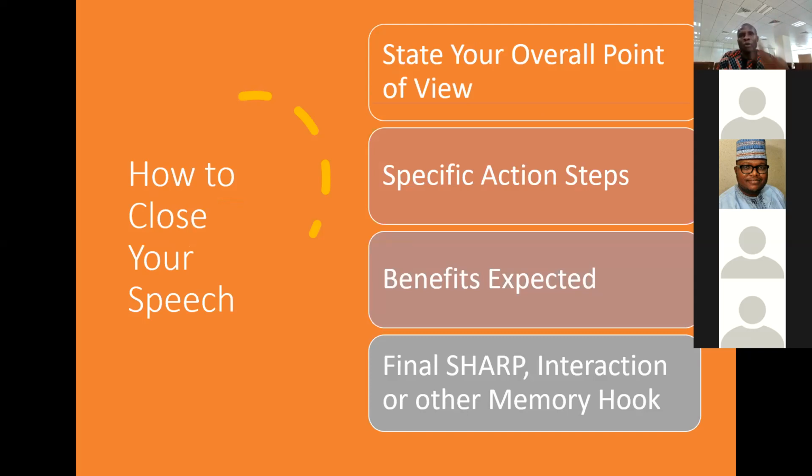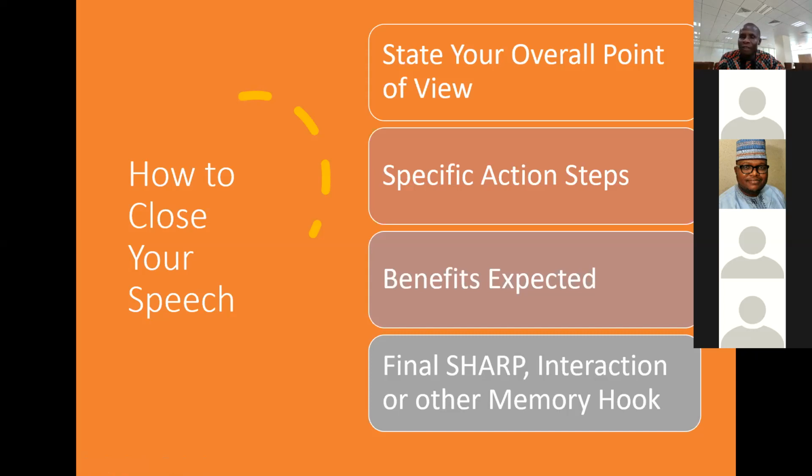Now, when you are done, you must start. You remember, in opening, you start with SHARP. In closing, you end with SHARP. Please note the sequence. In opening, you begin with SHARP. In closing, you end with SHARP. So in closing, you start with stating your overall point of view, 3 ways to become an exceptional business person. Then you show them the action steps again.